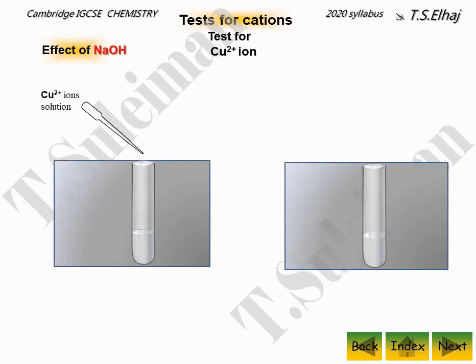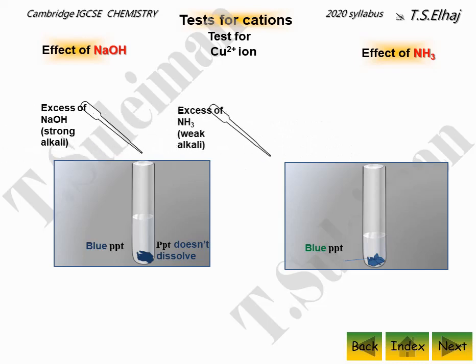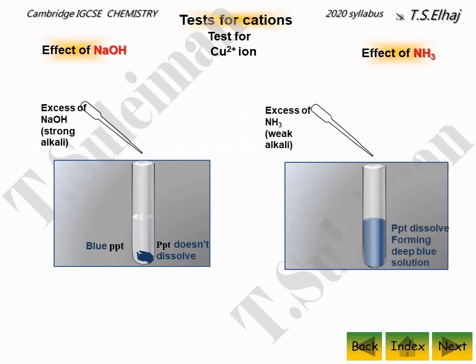For copper 2 ions, we add 2 cm³ of copper 2 ions to the test tube. Then we add drops of NaOH, blue precipitate forms. Then we add excess NaOH, precipitate doesn't dissolve. We repeat the same with ammonia. Also blue precipitate formed. If we add more ammonia, the precipitate dissolves, forming deep blue solution. This is the test for copper 2 ions.